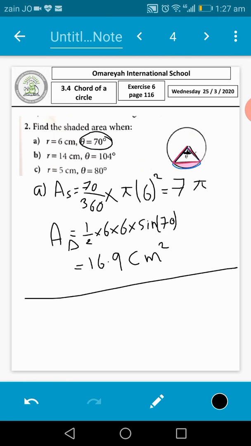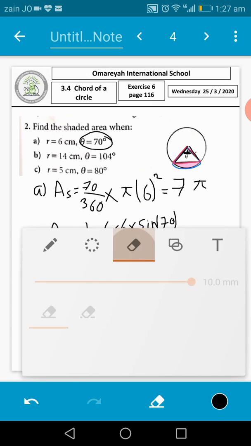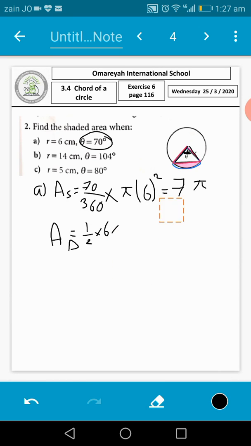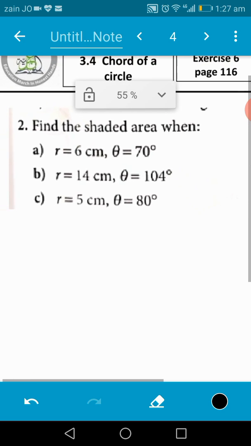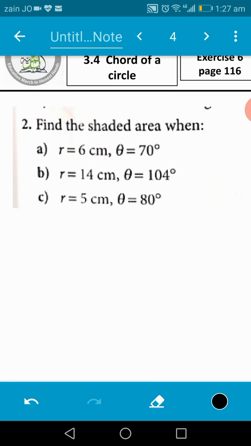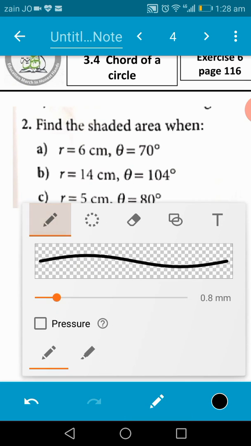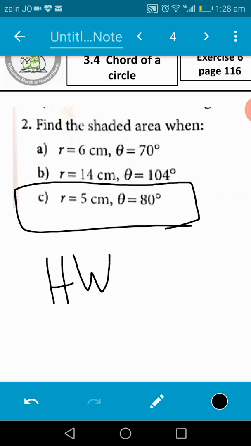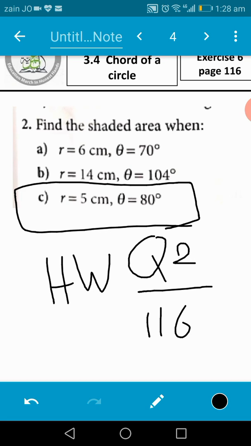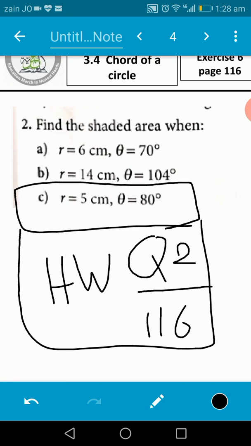Now I want from you, guys, to tell me which part you want to solve, B or C? C is homework. Okay, C. This one is homework. Question number 2, page I think 160. This is the first homework for you.